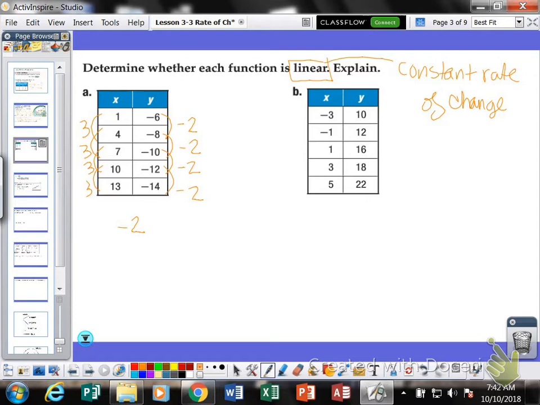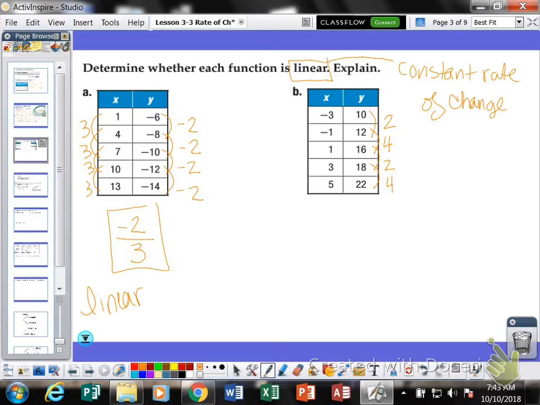So it's a change in y of negative 2 over 3. So this is linear because it does have a constant rate of change. Let's look at the next one. So 10 to 12 is 2, 12 to 16 is 4, 16 to 18 is 2, 18 to 22 is 4. Now, that kind of looks like a constant, but we really need to make sure that we do have a constant rate of change. This was easy to see. It was negative 2 the whole way. It was positive 3 in part A.